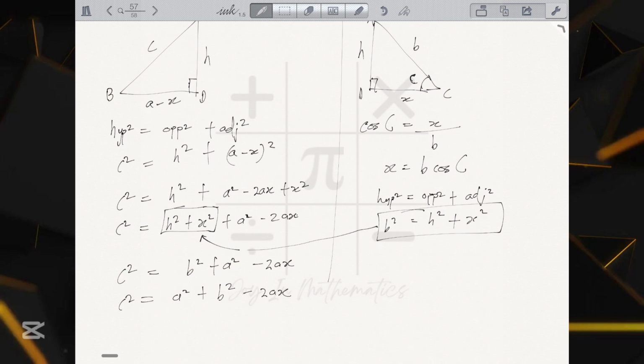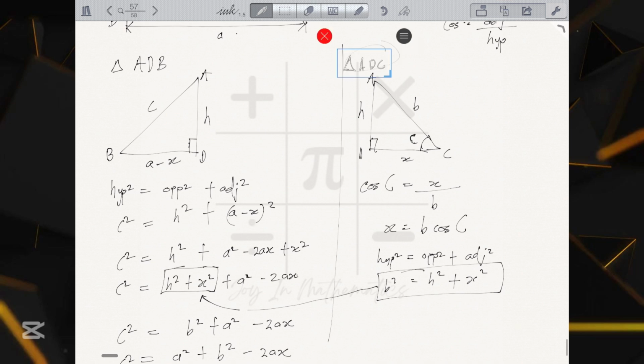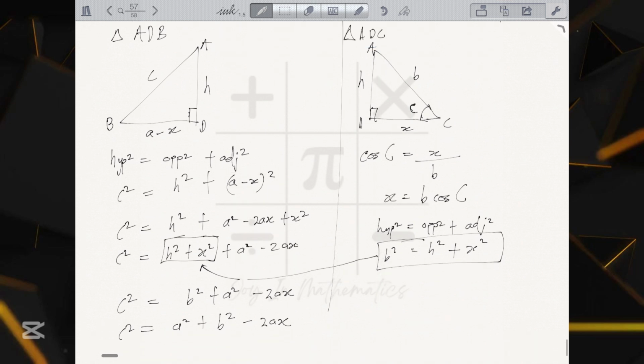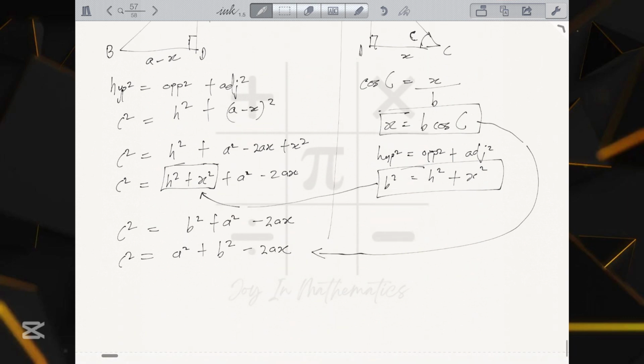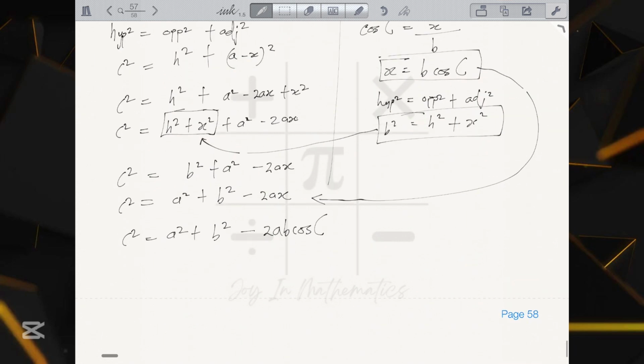If you come back again to triangle ADC, we have an expression for x, that x is equal to b cos C. Now if you make that substitution for x, you will have c squared equal to a squared plus b squared minus 2ab cos C. Now this is an expression for the cosine law or cosine rule.